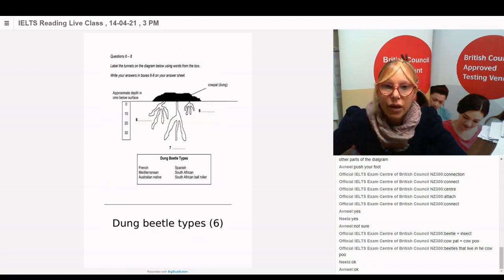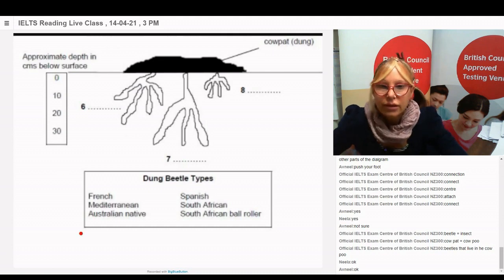Okay, in the box we can see that there are 6 types of beetles. We've got French, Mediterranean, Australian native, Spanish, South African ball roller. And we need to choose, right, from these 6, which ones go for questions 6, 7, and 8.